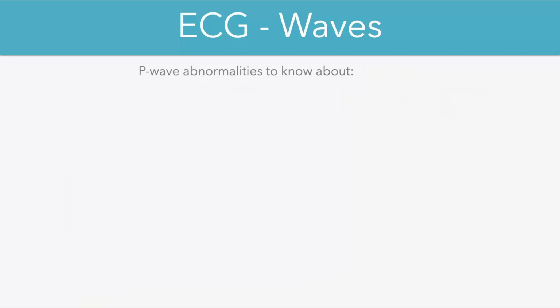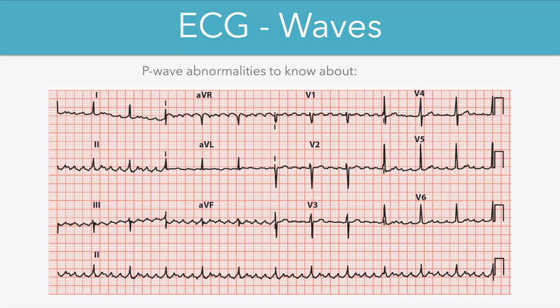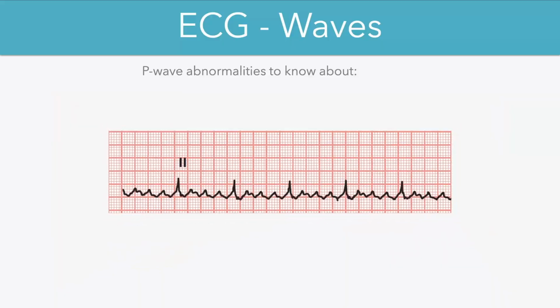Let's now move on to a second example with this 12-lead ECG here. Once again, the main lead that we're interested in is lead 2, or the rhythm strip.